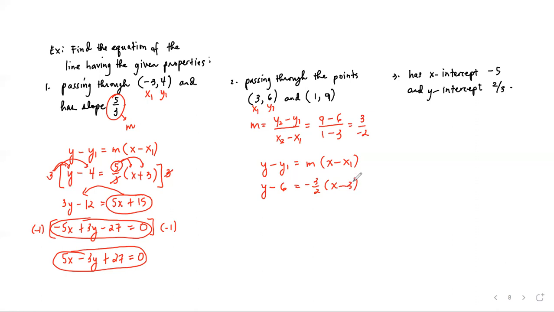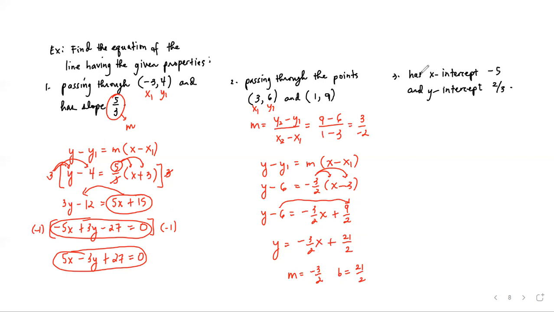Now, if the equation is written in the standard form or in the slope-intercept form, then we can distribute -3 over 2 to both x and -3. So we get y minus 6 is equal to -3 over 2 times x plus 9 over 2. And then transposing -6 to the right side, we get y is equal to -3 over 2 x plus 9 over 2 plus 6, which will be 21 over 2. So this equation is in the slope-intercept form, where the slope is -3 over 2 and the y-intercept is 21/2.